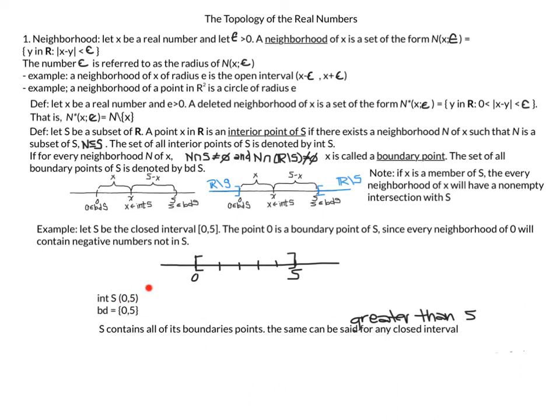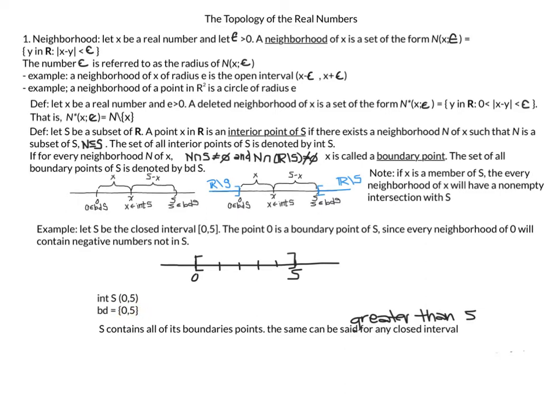The reason why the interior is open is because once you get to the endpoint 5 or the endpoint 0, any neighborhood you draw around it will contain points either greater than 5 if you're over here, or if you're trying to draw a neighborhood around 0, all the neighborhoods will contain something less than 0, something outside of S. So neither 0 nor 5 are part of the interior points, which is why this is open.